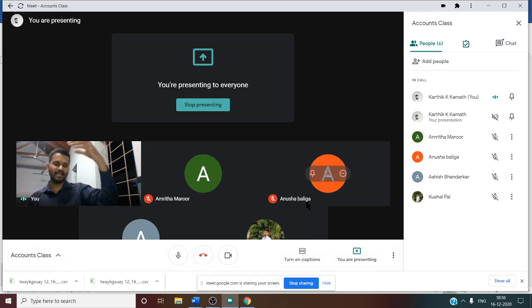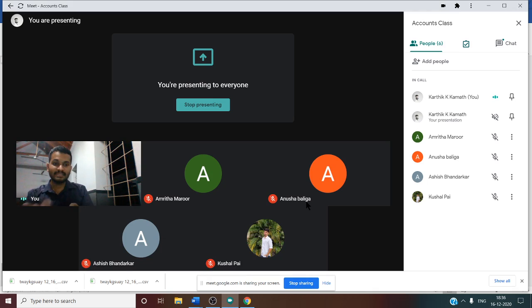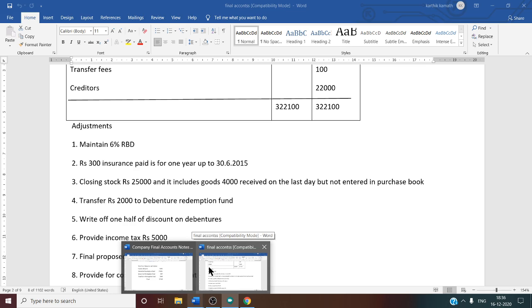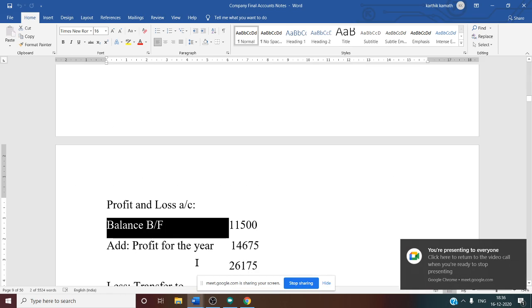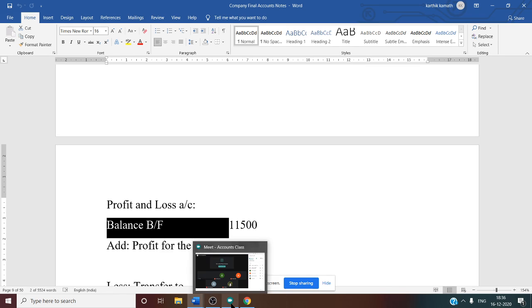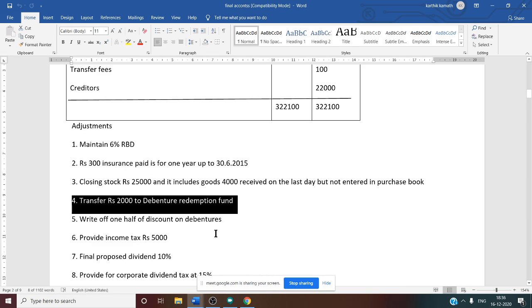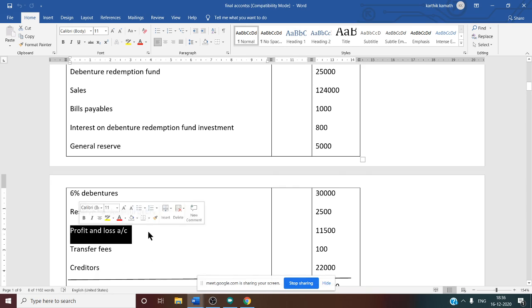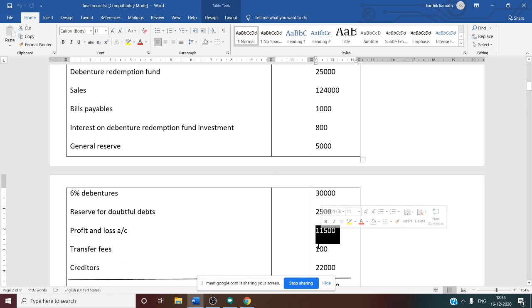Now, one category of working note is over under note number 2. Next we have to see the profit and loss account note. In the profit and loss account note, the first thing we want is the brought forward balance. See this balance brought forward. Where is it given? It is given in the trial balance, the profit and loss account information. Let us see in the question where it is mentioned. See, the profit and loss account credit side information is there. This 11,500 is mentioned on the credit side.